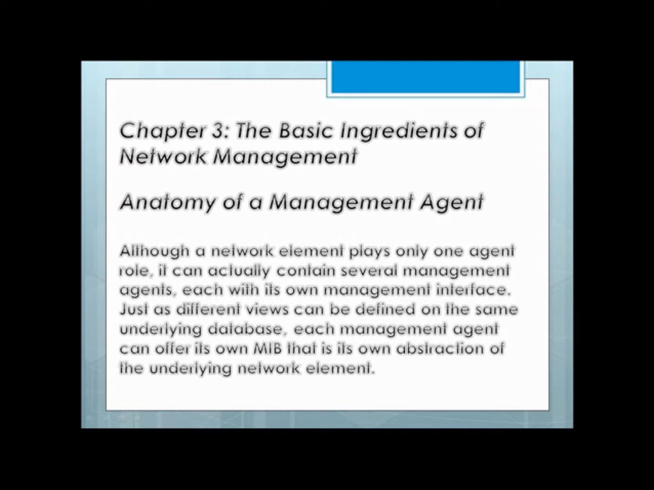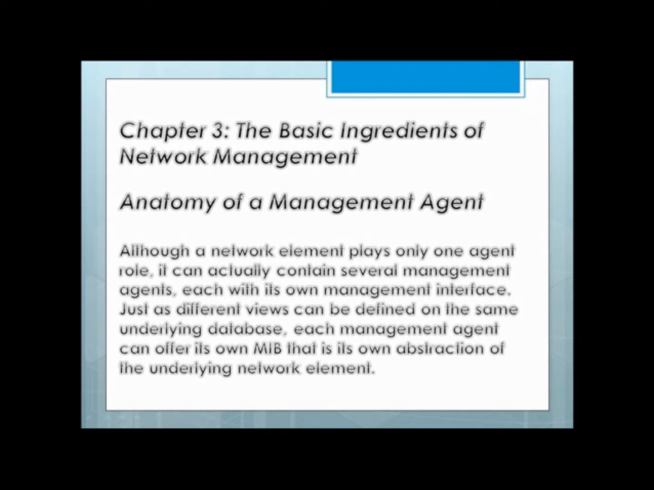Anatomy of a management agent. Although a network element plays only one agent role, it can actually contain several management agents, each with its own management interface. Just as different views can be defined on the same underlying database, each management agent can offer its own MIB, that is, its own abstraction of the underlying network element. A network element can provide different management agents for a number of reasons. One common reason is to give management applications a choice of management interfaces. Another reason is that the different management agents might serve different functions. For example, one management agent might be dedicated to reporting performance statistics through a special interface that is tuned for the particular purpose, whereas another management agent might be dedicated to configuring a device, offering a different kind of interface for that purpose.